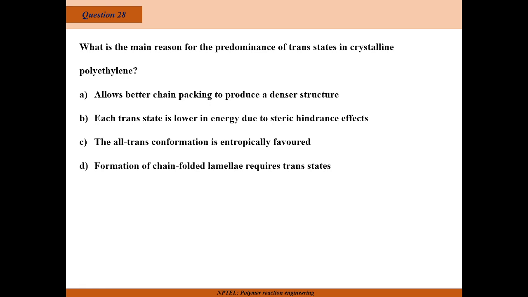So this was a few numericals. Now let's move on to some theory-based questions. What is the main reason for the predominance of the trans state in crystalline polyethylene? The first option: it will allow better chain packing to produce a denser structure. Second, the trans state is lower in energy due to steric hindrance effects. Third, all-trans conformation is entropically favored. Fourth, formation of chain-folded lamellae requires trans states. I think this one was discussed in the class itself, so that's why I put this question particularly.